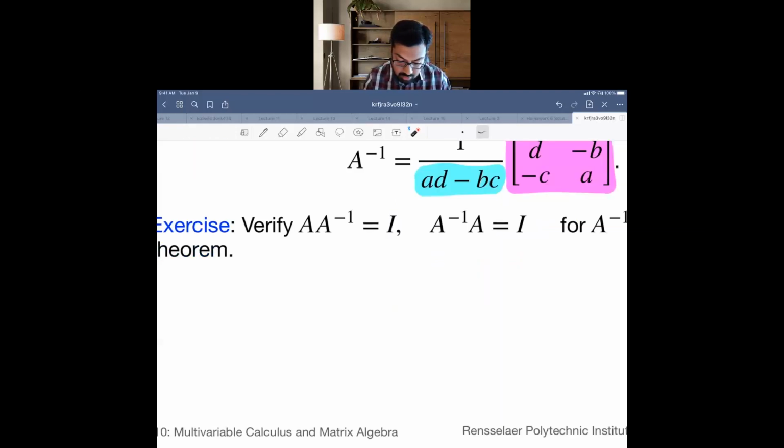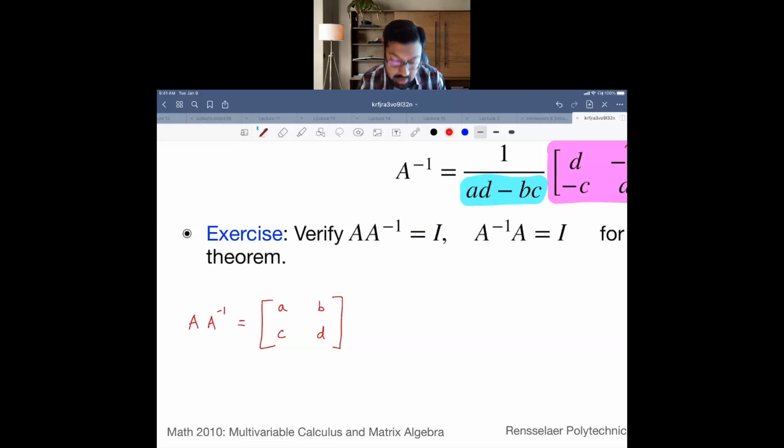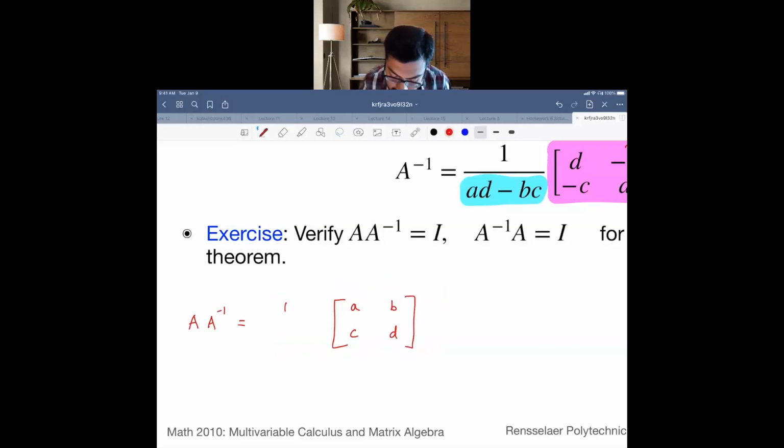So let me zoom in over here and let me write this down. I'm doing A times A inverse, which means that I have A first, A, B, C, D, 2 by 2, and then A inverse is going to be, let me bring out the factor up front. That's a scalar value, right? So I can bring it all out up front: 1 divided by AD minus BC.